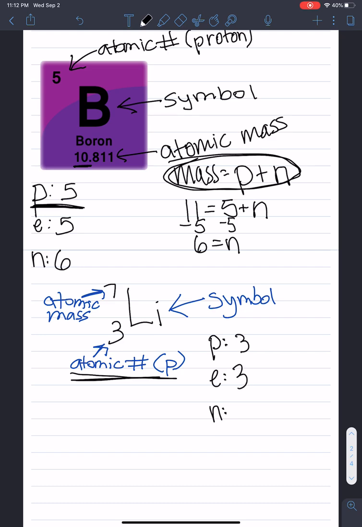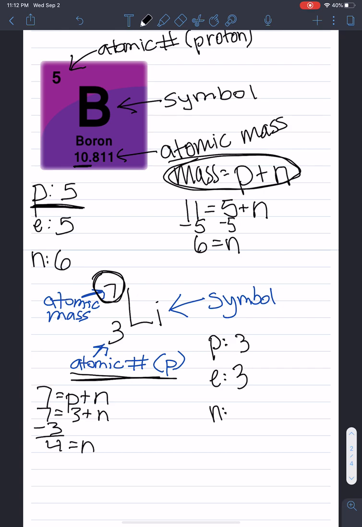And then our neutrons, again, remember, our mass, the 7 up here, it equals our protons plus our neutrons. So again, 7 is going to equal protons plus neutrons. We know the protons are 3, so 7 equals 3 plus n. So we can just do 7 minus 3, and we get 4 equals n. All right, hopefully that math makes sense to you. If not, come to my Zoom meeting on Friday and ask me some questions, and we can figure it out.